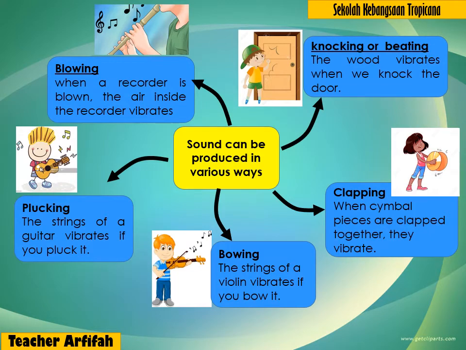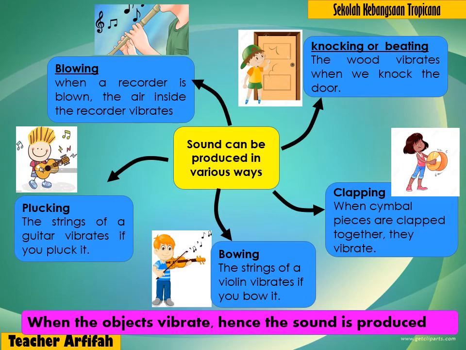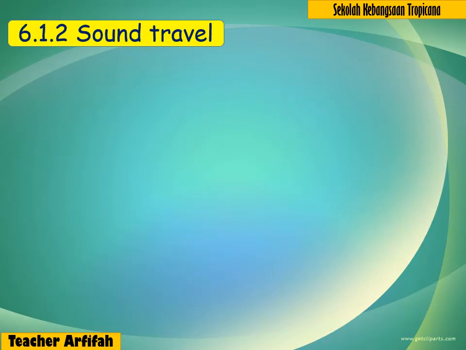Next, plucking. The strings of a guitar vibrate if you pluck them. Okay, gitar kita main dengan petik dia kan. You can also try. Please get a rubber band, getah gelang, hang it with a hanger, or you can just make it straight and then try to pluck it. You will hear a very soft sound because the rubber band is actually vibrating. When objects vibrate, the sound is produced.